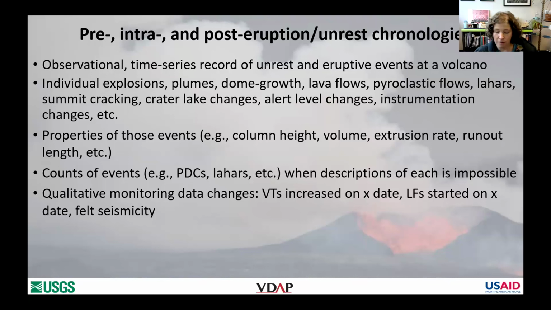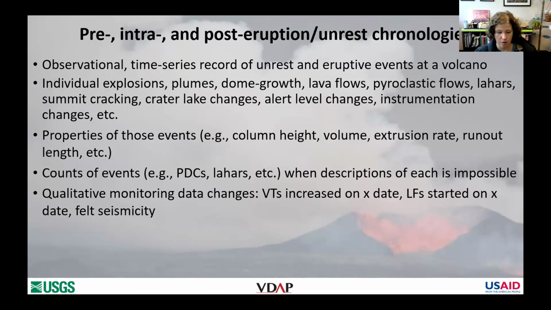I'm talking about individual explosions, plumes, dome growth, lava flows, pyroclastic flows, operational data like alert level changes or failures of instrumentation like webcams, unrest observations like crater lake changes or summit cracking, as well as properties of those events, like the heights of those columns, volumes, and extrusion rates. Often we're also just trying to get counts of events where there's not really any other information.